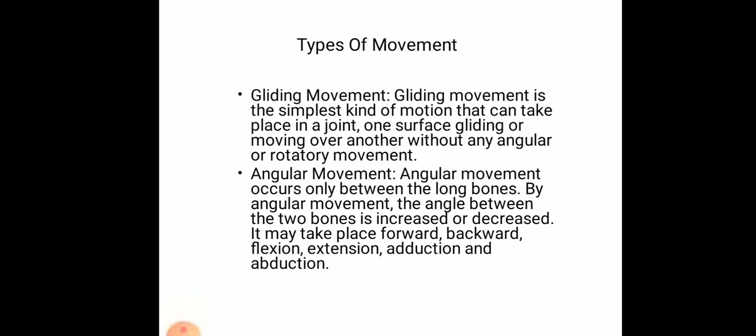Angular movements occur only between the long bones. By angular movements, the angle between the two bones is increased or decreased. It may take place forward, backward, as flexion and extension. Adduction and abduction combined with flexion and extension are made within the more movable joints, as in the hip and the shoulder. The various movements which fall under the angular movements are described below.